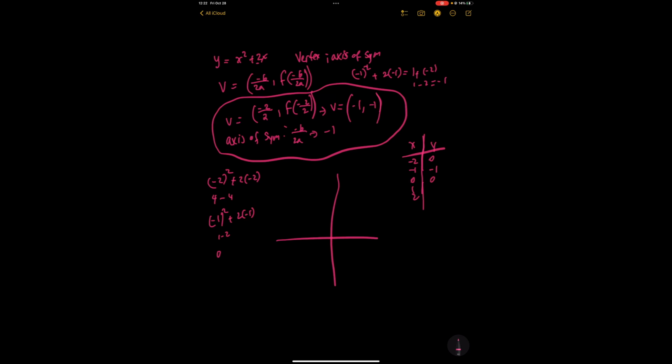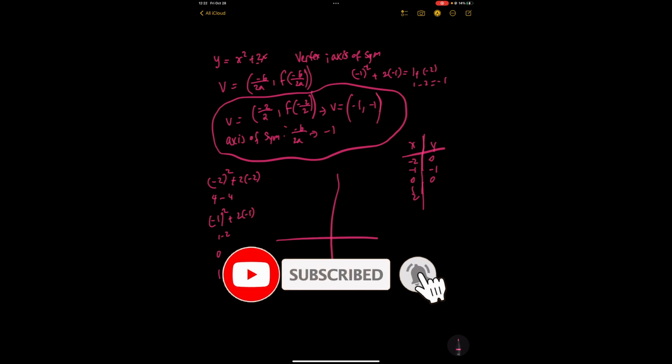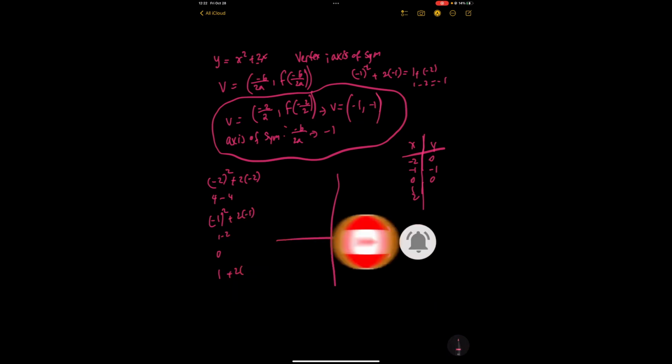Okay. 1 is what? 1 is 1 plus 2, so 1 is equal to 3. And 2 is 2 squared, which is 4, plus 2 times 2, which is equal to 4 plus 4, which is equal to 8. This is going to be a very interesting parabola. Wow.